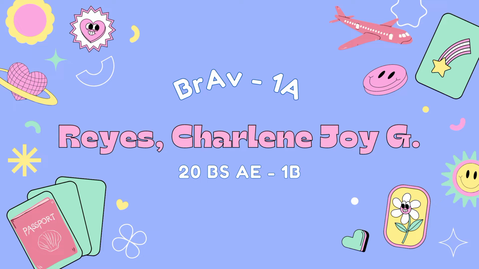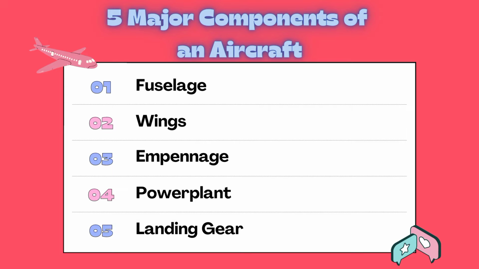The 5 major components of an aircraft. The 5 major components of an aircraft are the fuselage, wings, empennage, power plant, and the landing gear.